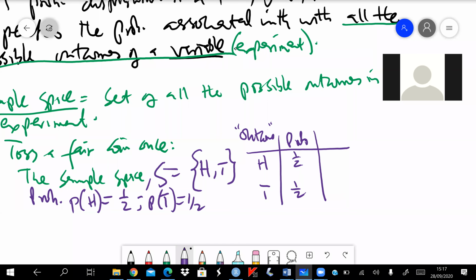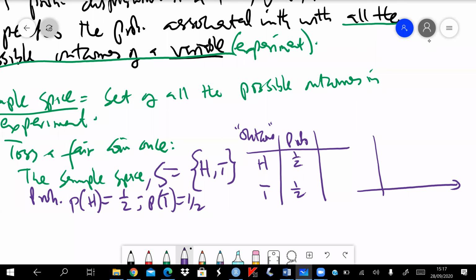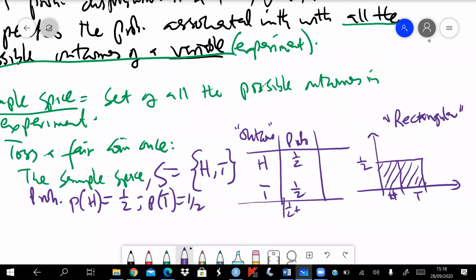So this distribution can be represented graphically in this way. You can label this part H, you can label this part T. Then you'll end up with that kind of distribution. This is a half. So that's a probability distribution. And we said that we always mention the shape, and here the shape is rectangular. You notice that if you take a half plus a half, you'll always get 1, all the time.